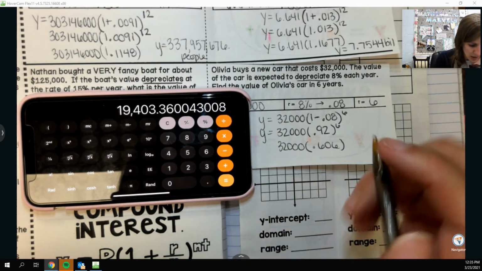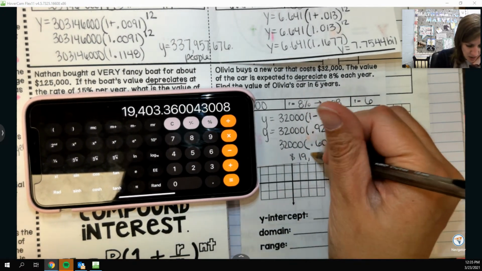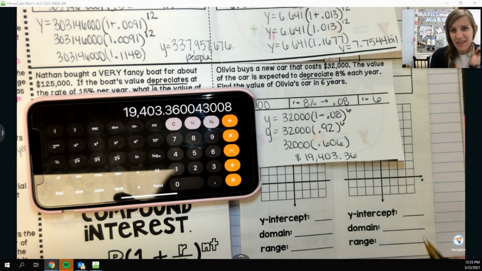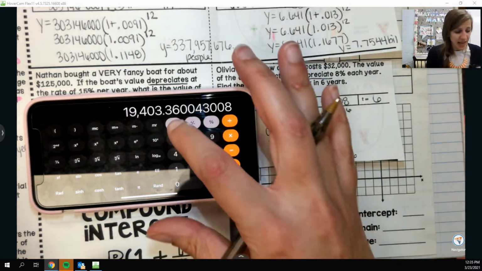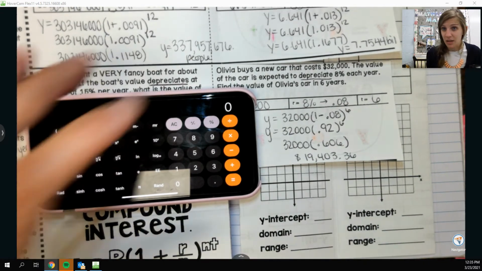32,000. And now her car is only worth $19,403.36. And if you guys know about Kelley Blue Book or whatever, that's kind of what they're telling you. They're taking the average rate that cars depreciate over time and they're giving you their new value.